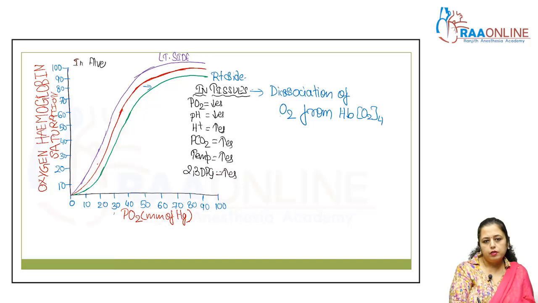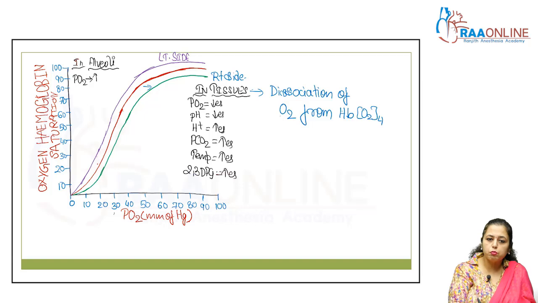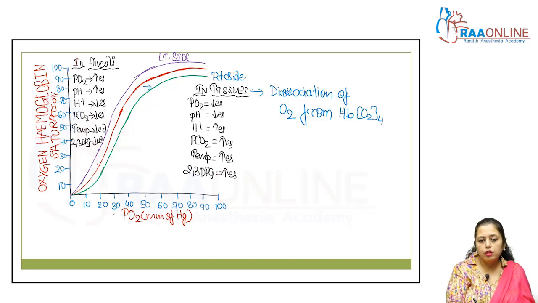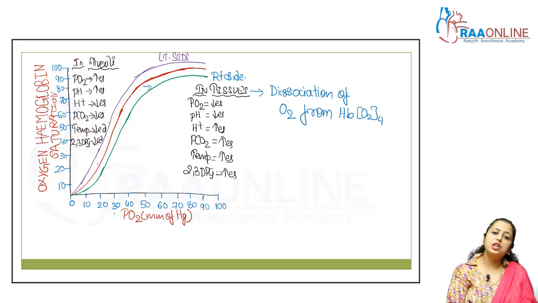In alveoli, because we inhale the air, at that time the alveolar air carries the maximum amount of oxygen, right? So the partial pressure of oxygen is more here and pH is more here. Why? Because the H ion concentration decreases here. The partial pressure of carbon dioxide is also decreased, the temperature decreased, 2,3-DPG decreased, right?